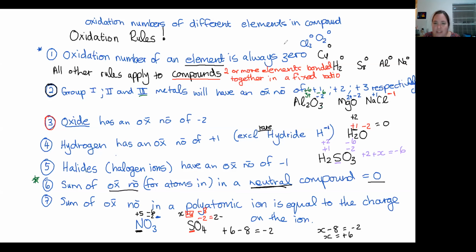Sorry, it doesn't equal -6. That's why I'm getting myself confused. It equals 0 because it's neutral. So this is going to be +2 plus x minus 6 equals 0. Suddenly looking at it going, nothing gets you -8.